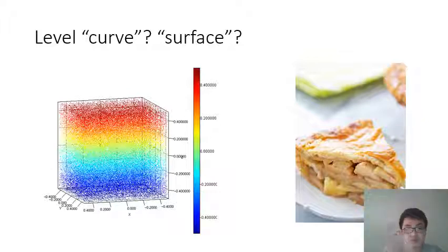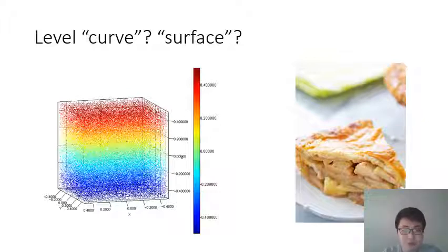So for example, when we're dealing with a two-dimensional equation, something that exists in R2, a level set would look like a line or a curve, meaning that for every point on this curve, when you plug the x and y coordinates into the equation, you get the same specific z value.